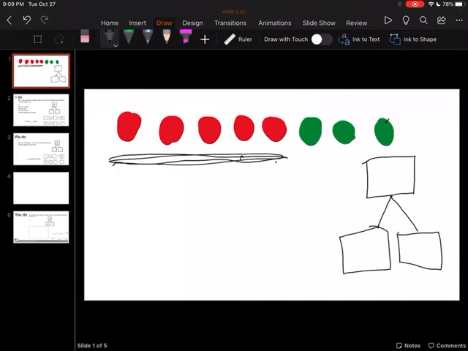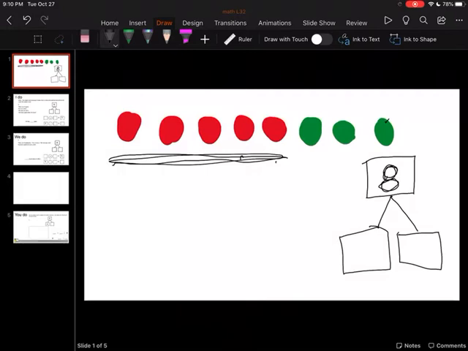All right, now let's think. What do we know? We're trying to figure out how many apples are green. We know that we have 8 apples altogether. So I'm going to write 8 in the top of my number bond because I know that 8 is our total.